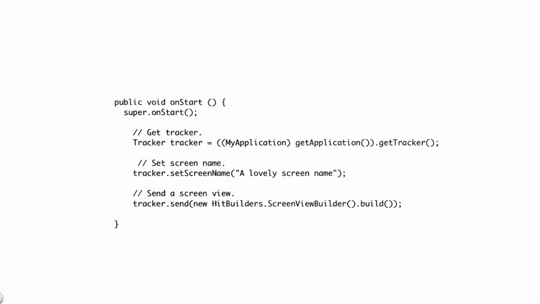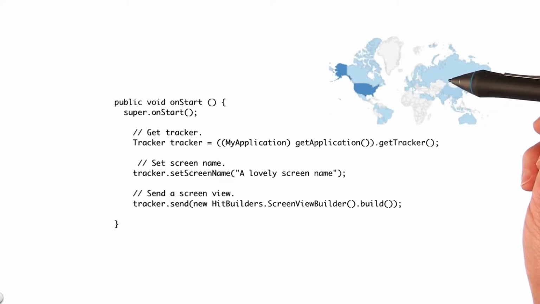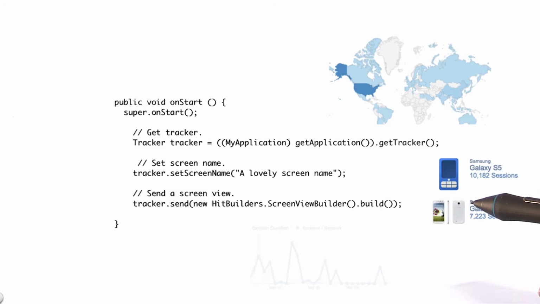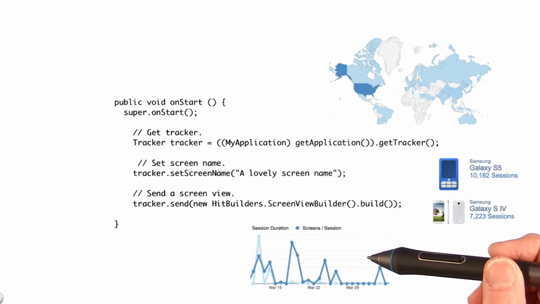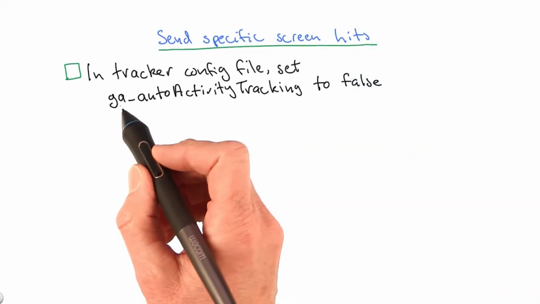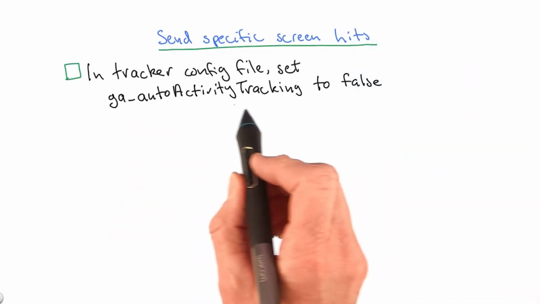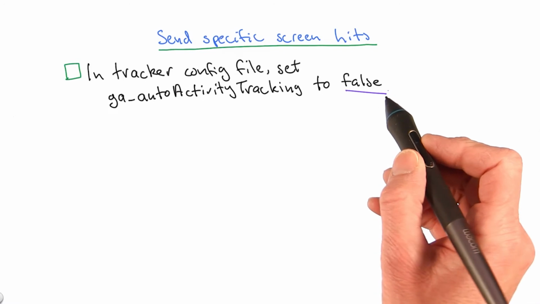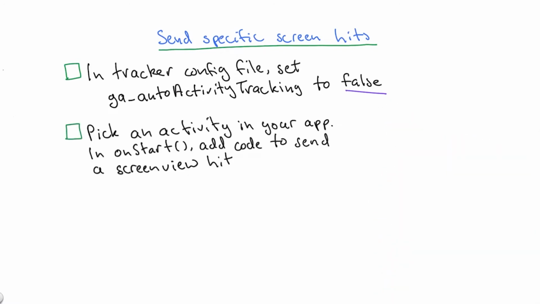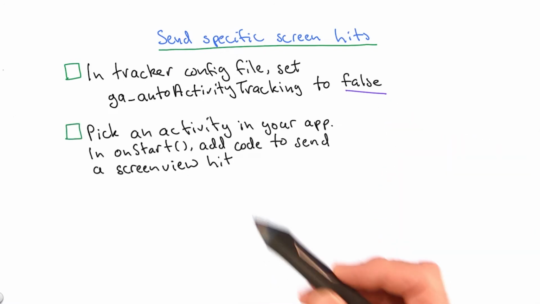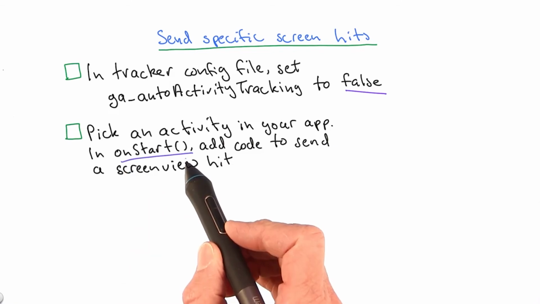For all hits that are sent, you still get the geo information, the device info, the engagement details, and all that other good stuff. Okay, go ahead and try it now. In the tracker config file, set GA Auto Activity Tracking to false. Then pick an activity in your app and add the code to the onStart method to send a hit.